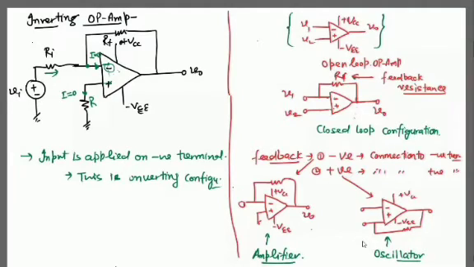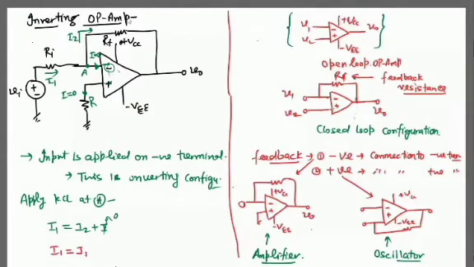We apply KCL at node A. So here I1 equals I2 plus I, and I, you know well, is 0. So furthermore you can say that I1 equals I2. Fine. I1 equals I2.